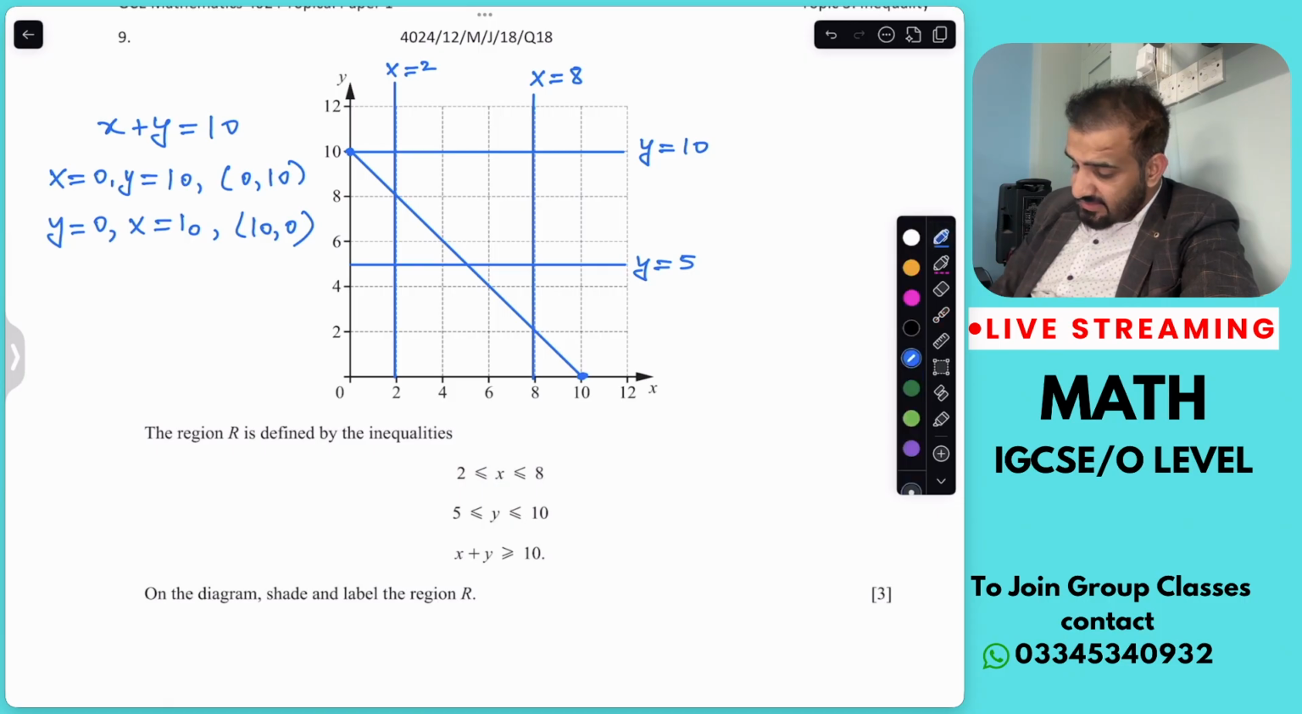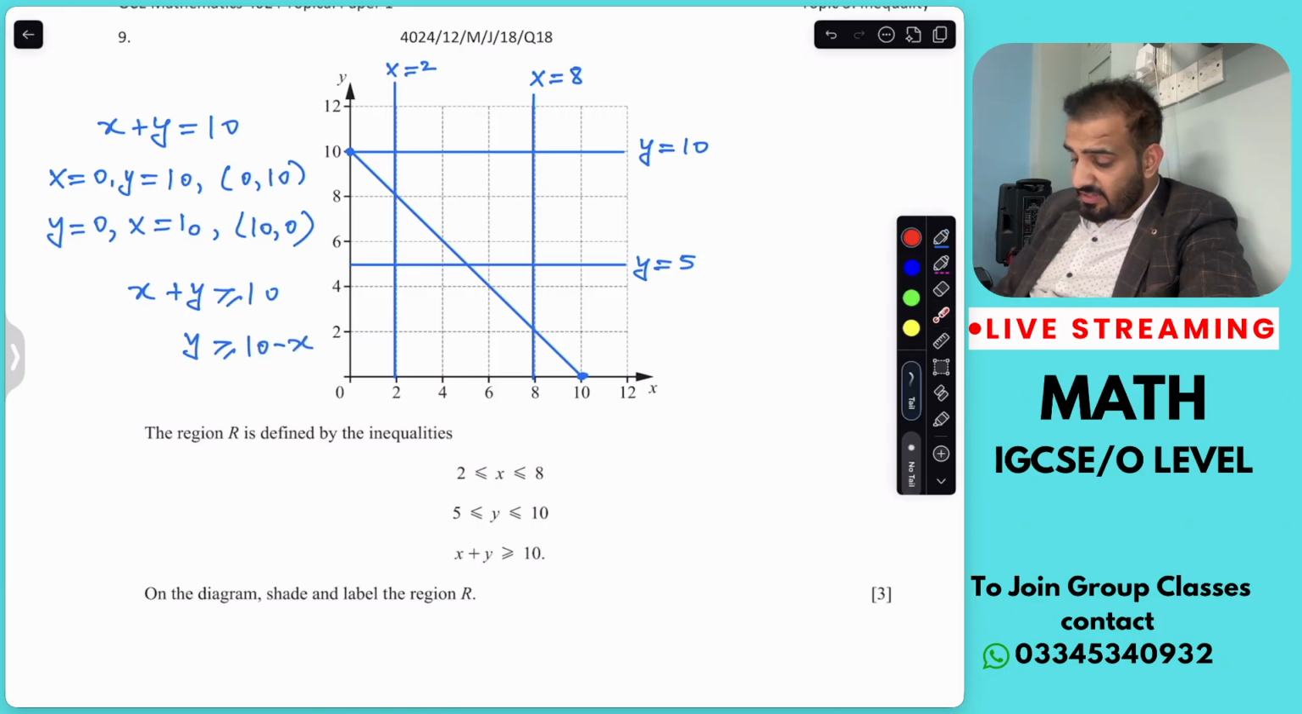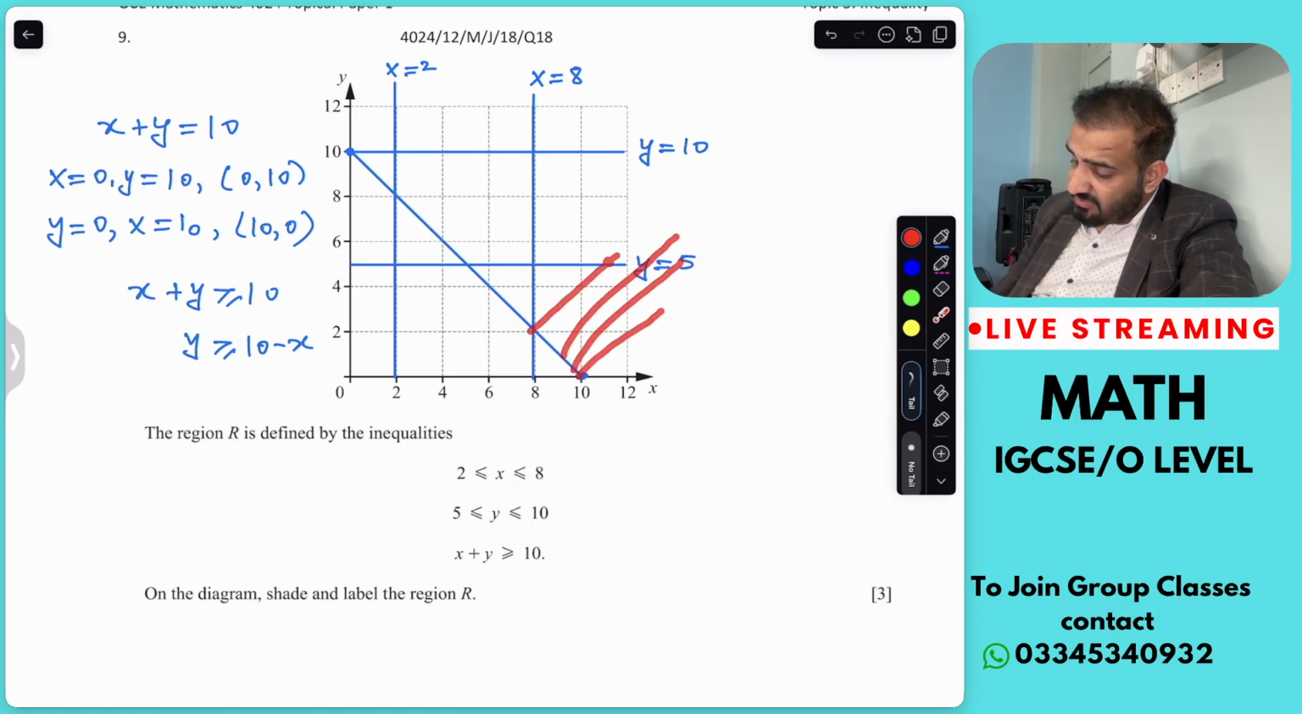Now, as I said, make y the subject and then take the decision. Question क्या था? The question was x plus y is greater than or equal to 10. Let's make y the subject. y is greater than or equal to 10 minus x. Now, if it is greater than or equal to, it means above the line. So combining all the shadings, above the line means everything above this line.